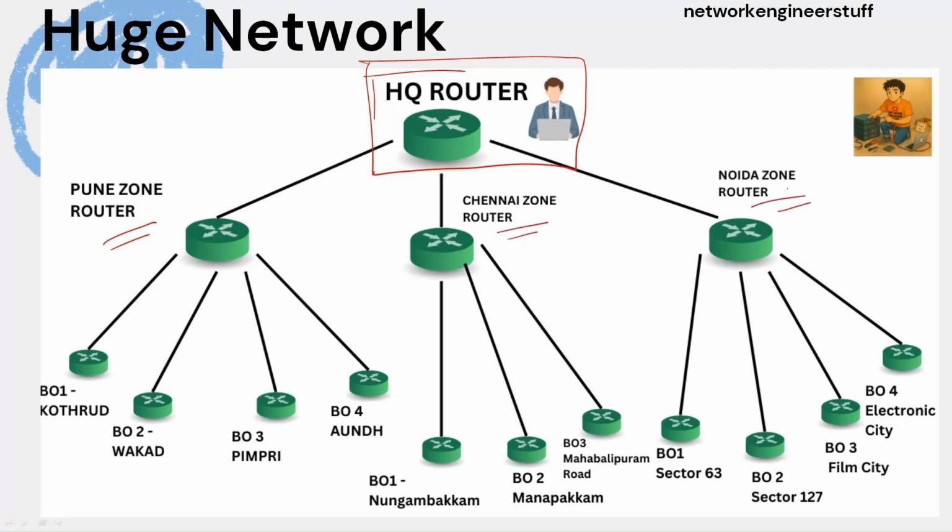Pune zone, Chennai zone, Noida zone. So these are the zonal routers, and to these zonal routers, the branch routers are connected. Like to the Pune router, branch 1 Kothur is connected. Then we have another branch, branch 2, Wakad. We have branch 3, branch 4, and there will be multiple branches in Pune.